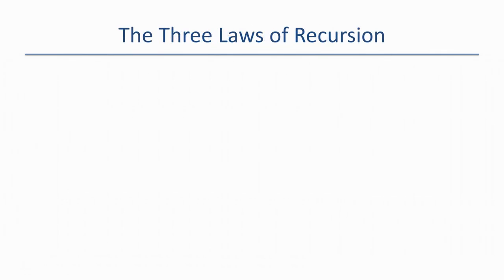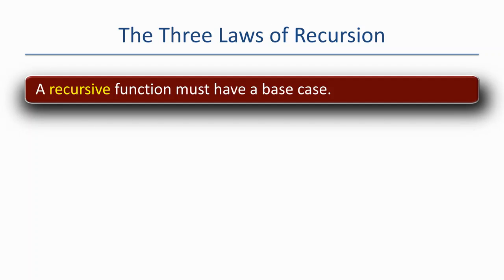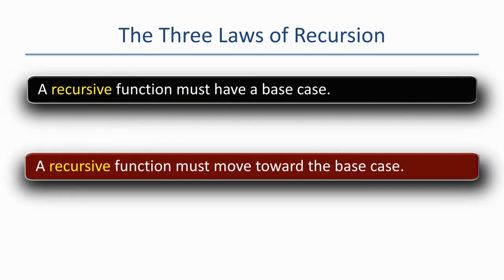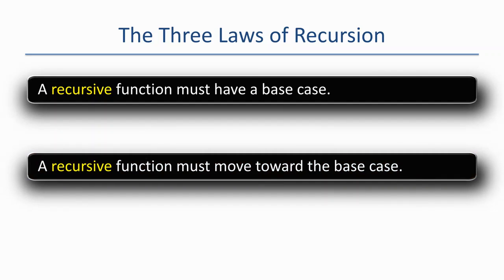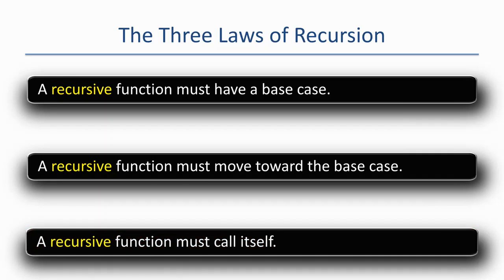To be able to write recursive functions, you should know about the three laws of recursion. The first one says that a recursive function must have a base case. The second one says a recursive function must move toward the base case. And the third law says a recursive function must call itself. Let me clarify these laws by going through some examples.